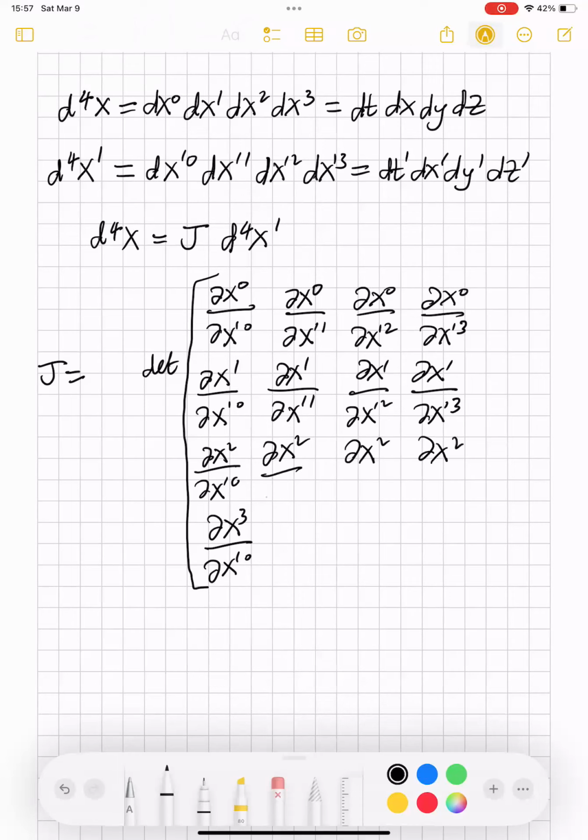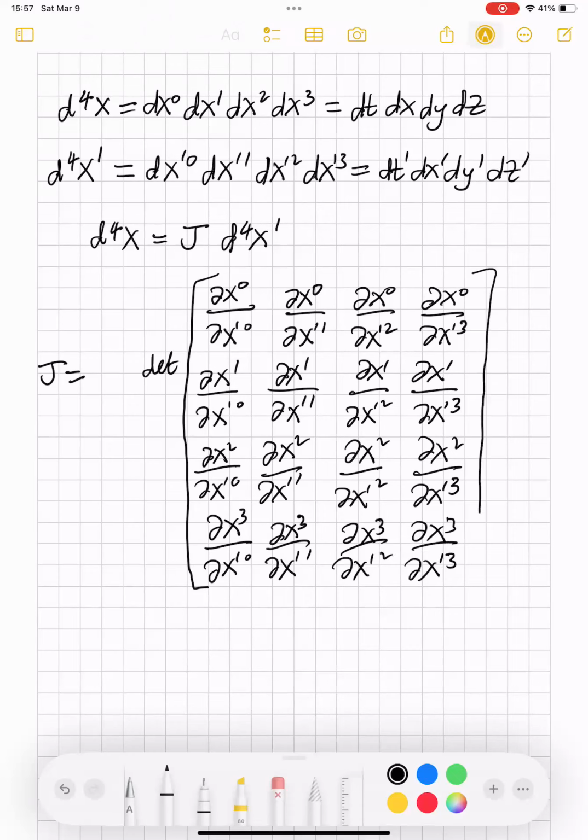Okay. dx prime 1, dx prime 2, dx prime 3, and dx3, dx prime 1, dx3, dx prime 2, dx3, dx prime 3. So you'll calculate that determinant, and then you'll take the absolute value of that determinant. Okay? That'll give you the Jacobian, and that'll be the factor that relates these two integration measures.